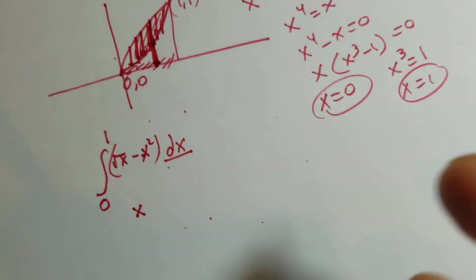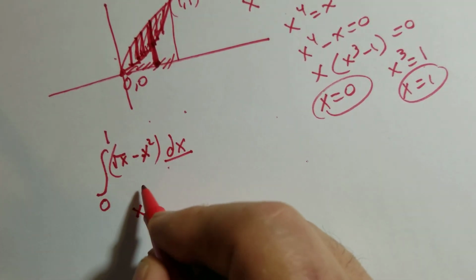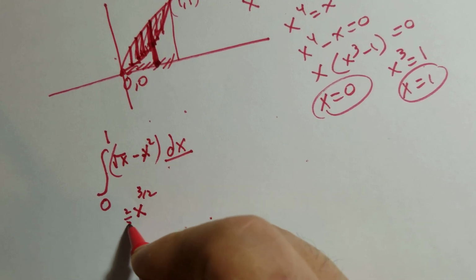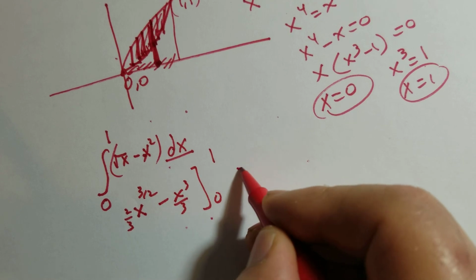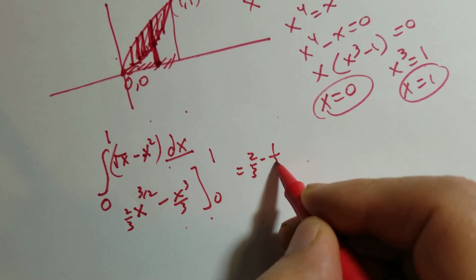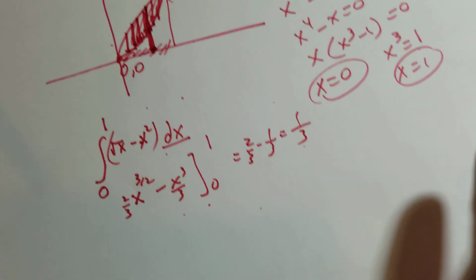And the integral of the area between two curves. And this one is power of 1/2. It becomes power of 3/2 minus x cubed over 3 from 0 to 1. And that becomes 2/3 minus 1/3. And that becomes 1/3.